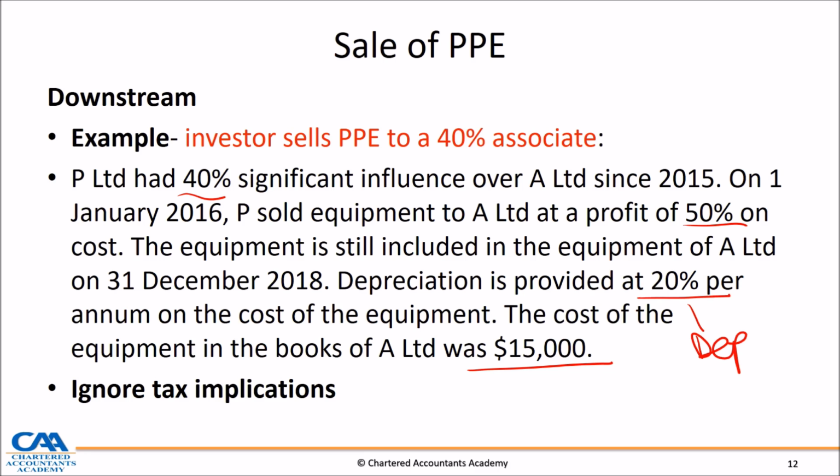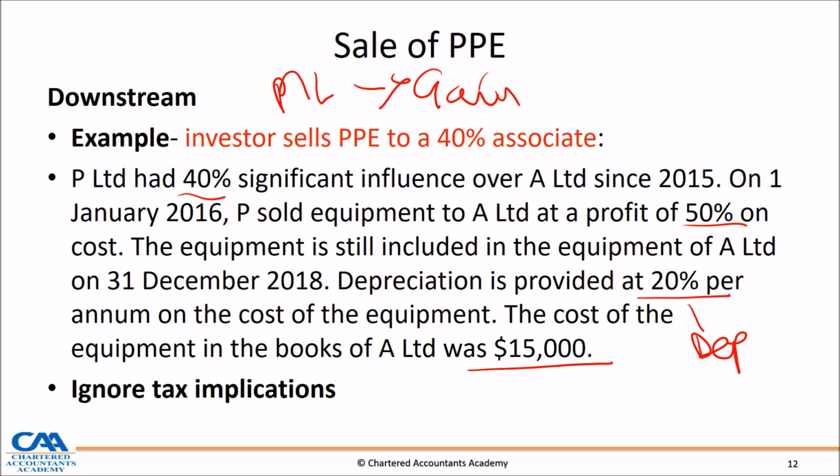So when we look at this, let's first try and figure out what happened. The parent sold to the associate. If the parent sells to the associate, what is the parent making? In their P&L, they've made a gain on disposal.